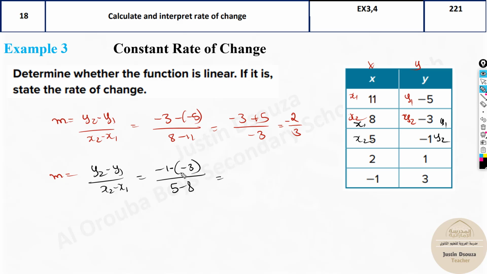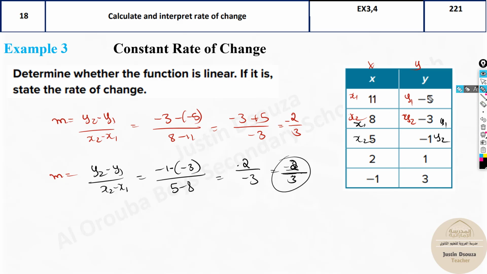The answer will be what over here? Minus of minus will be plus. So it's plus 3 minus 1, that is positive 2 divided by minus 3. It's negative 2/3. It's the same thing. Please do it for the other points as well. But now you can just do 1, 2, 3 randomly and then you can check. Okay. Now I know the slope is negative 2/3.